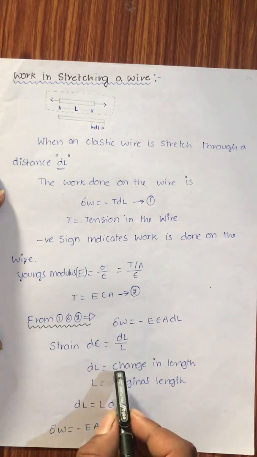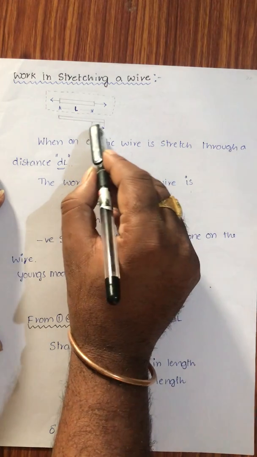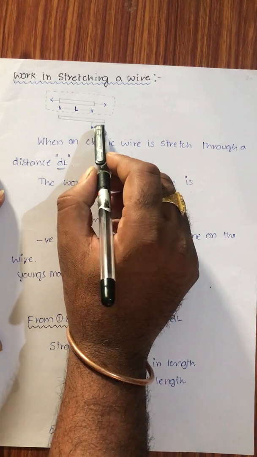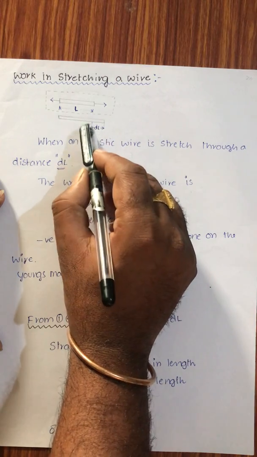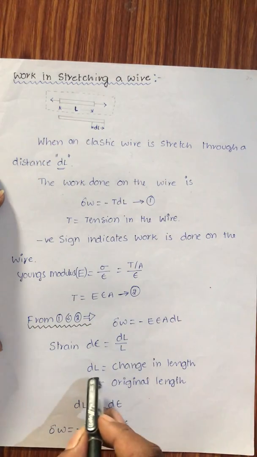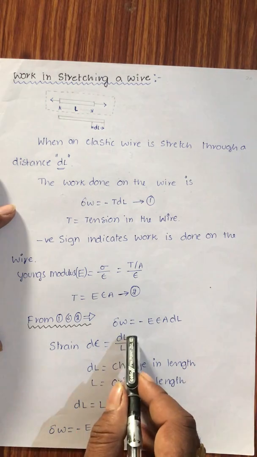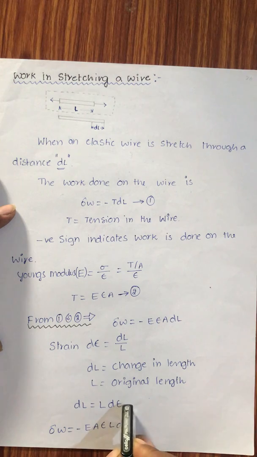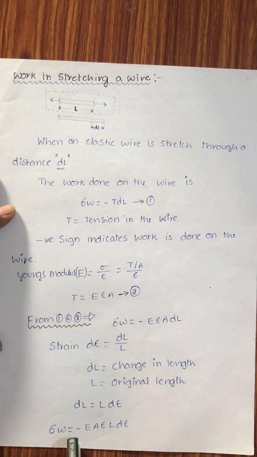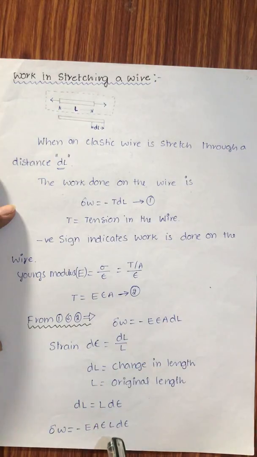Already, strain is equal to change in length by original length. Change in length is dl, the change after applying the force, and the original length is L, so epsilon is dl by L. From this I can write dl is equal to L into d epsilon. So I write delta W is equal to minus E A epsilon, with dl meaning L into d epsilon.